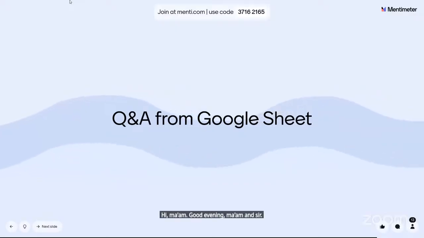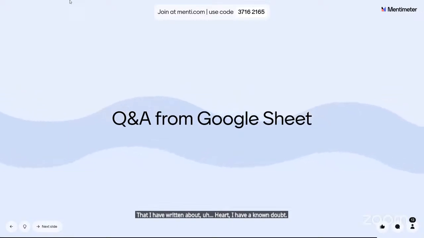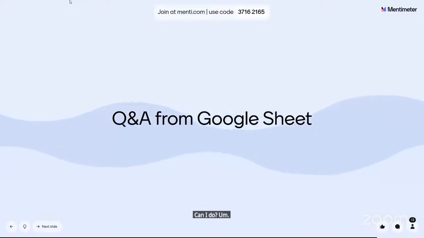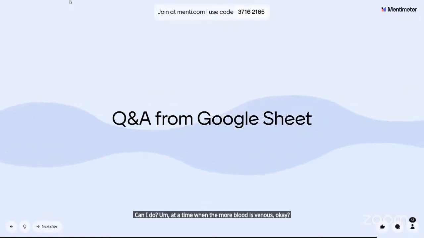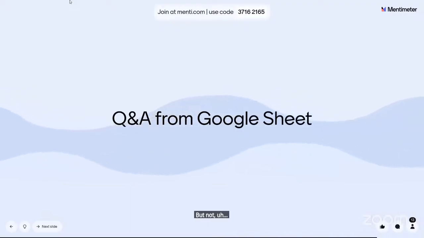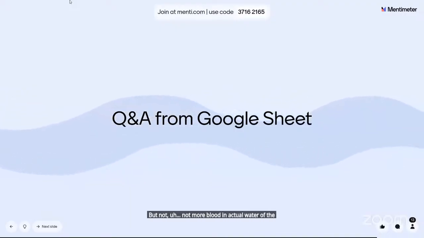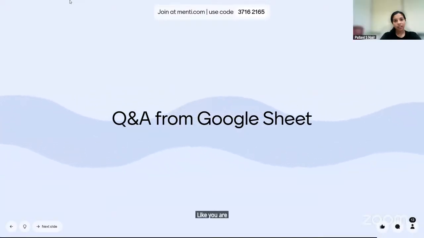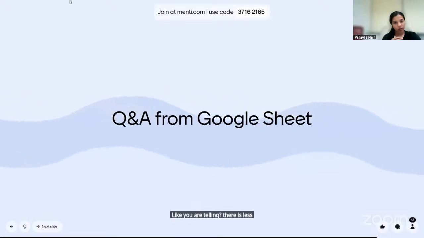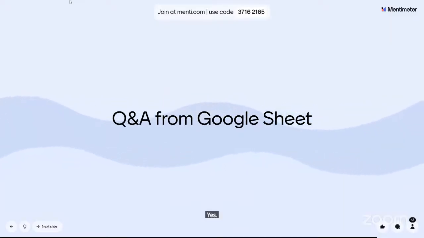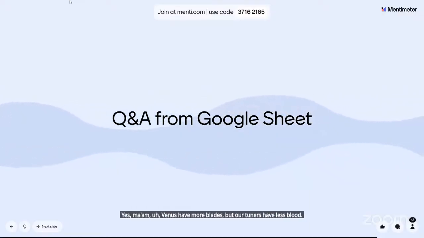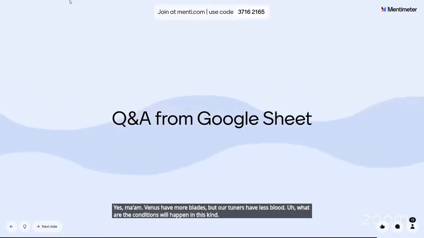That I have written about heart. I have one doubt. Okay, ask. Can I say, at a time when there is more blood in the venous system, but not more blood in actual, what are the effects we have, ma'am? Like you are telling there is less blood in the body. Yes, ma'am. Venous has more blood, but the arteries have less blood. What conditions will happen in this kind of situation?